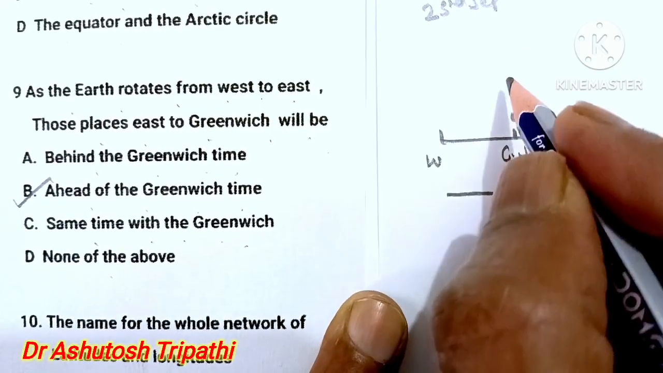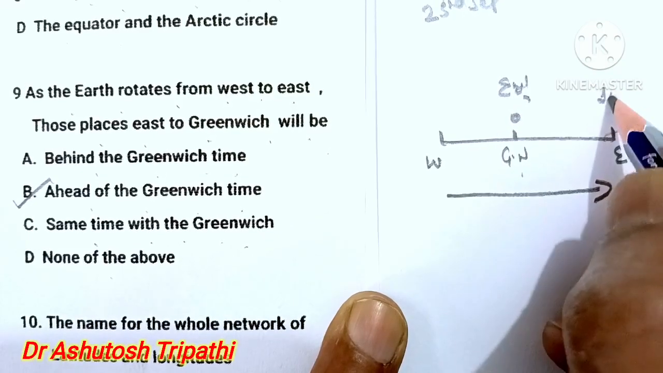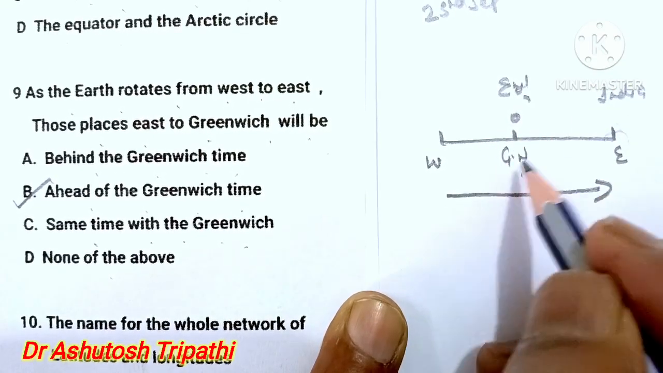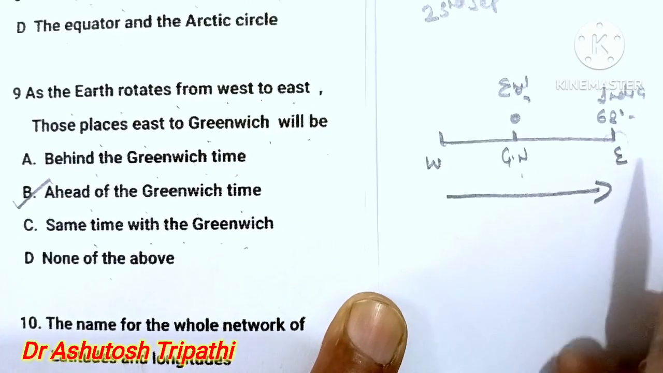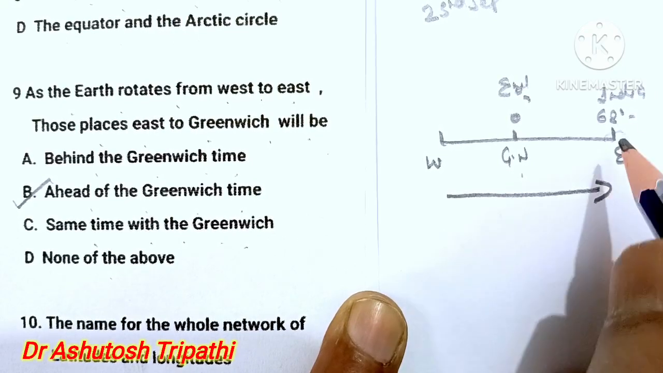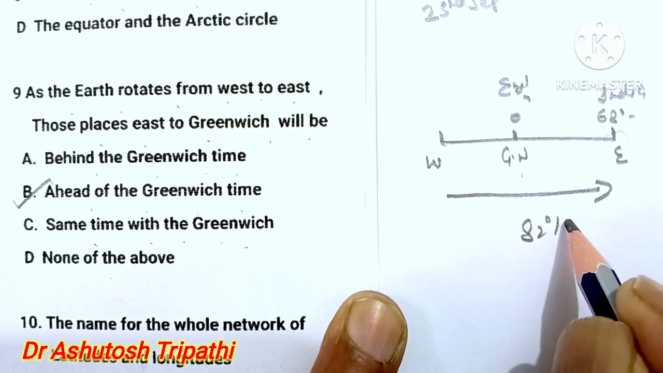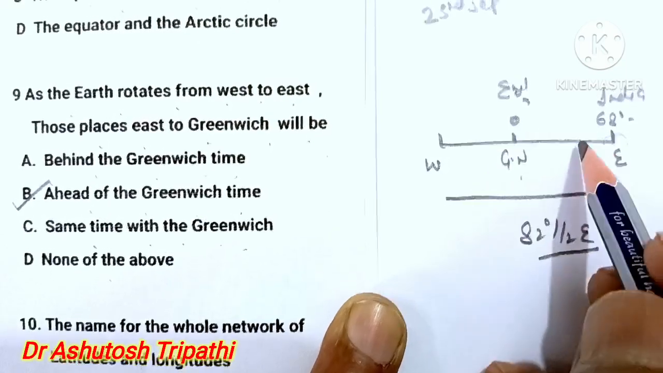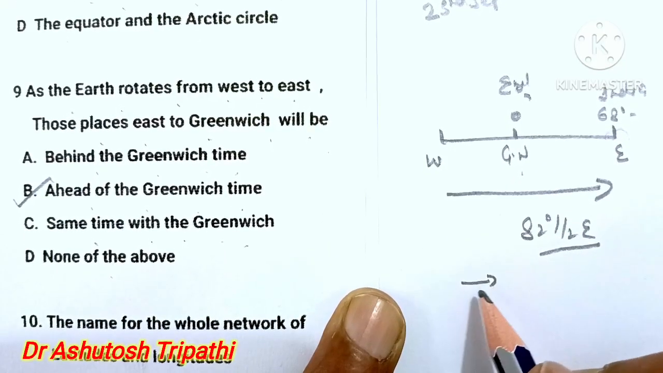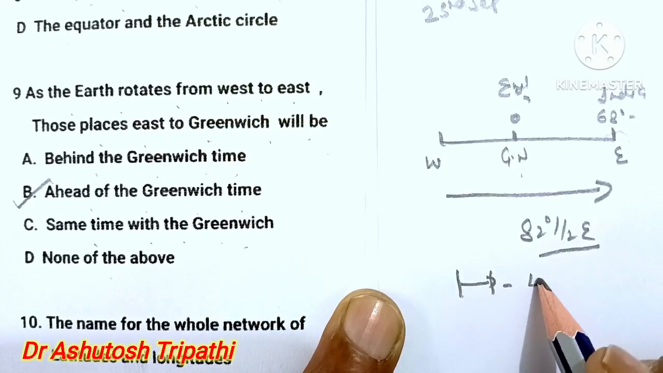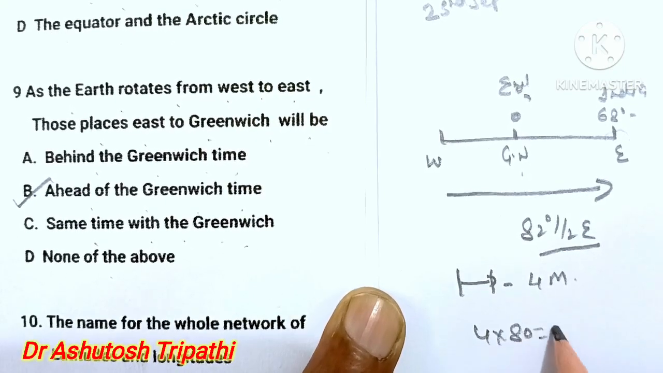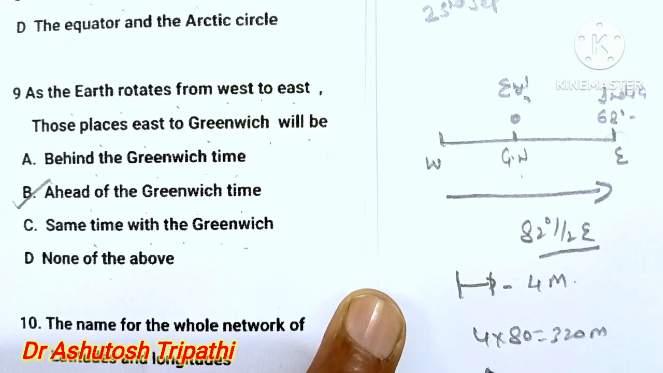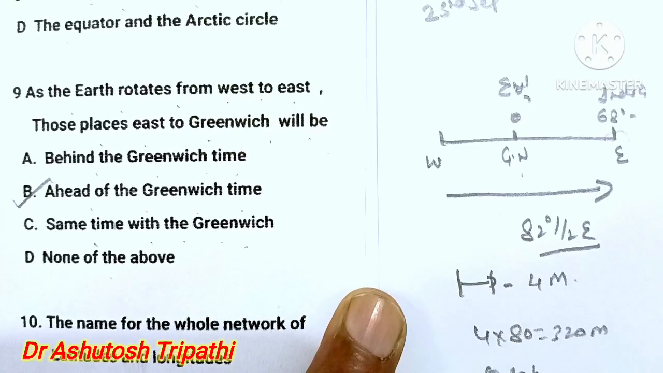Now take the example of India. This is England and this is India. England is at 0 degree, and we have taken Indian Standard Time from 82 degree and a half east. As you know, the sun moves from one longitude to another in 4 minutes. If you calculate 4 into 80, that is 320 minutes. That's why the time of India is 5 hours 30 minutes ahead of Greenwich.